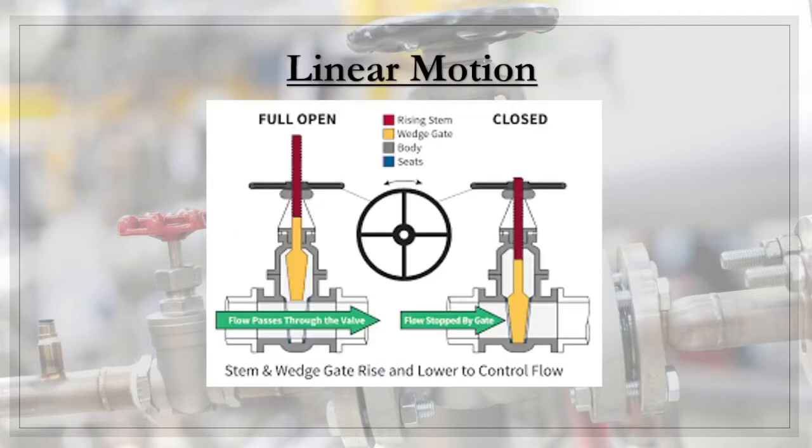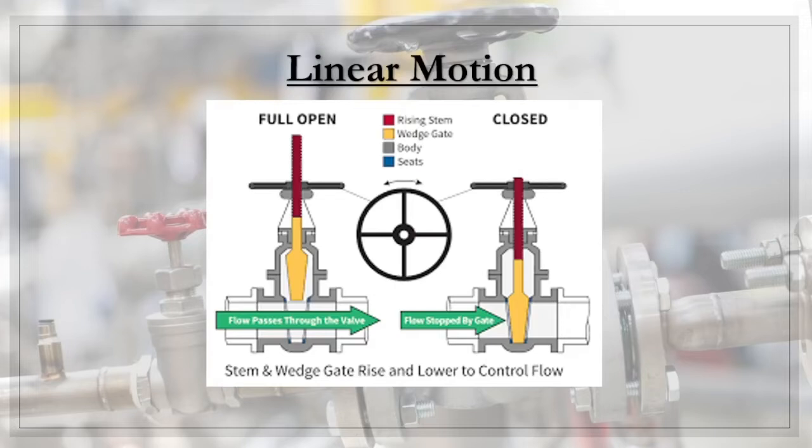Okay. So the next one we have here is linear motion. So why do we call it linear motion? In this graphic, or in this diagram, you can see especially the yellow colored part is the wedge gate, or what we so-call the trim part. In the fully open position, you can see the wedge gate is at the top position.